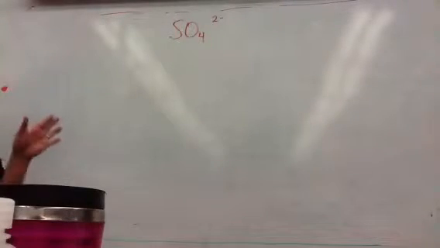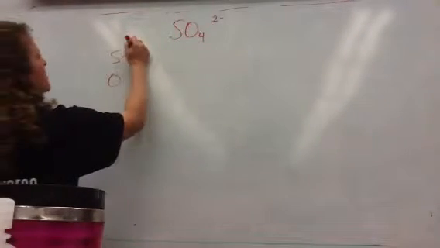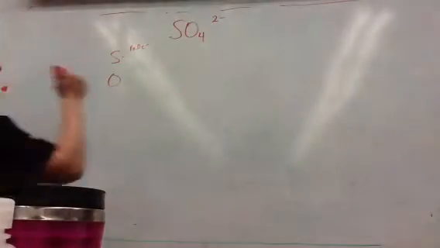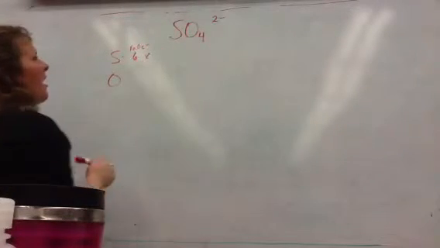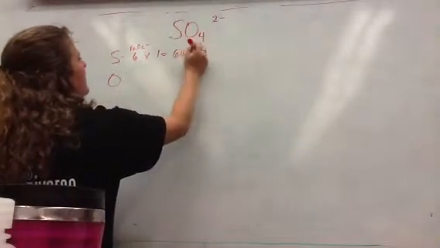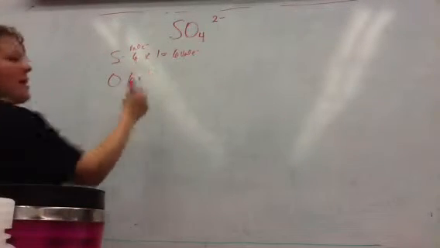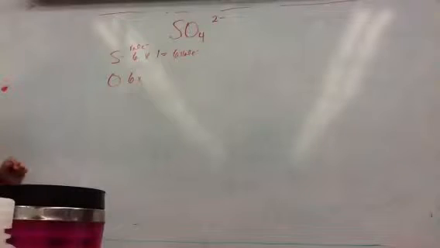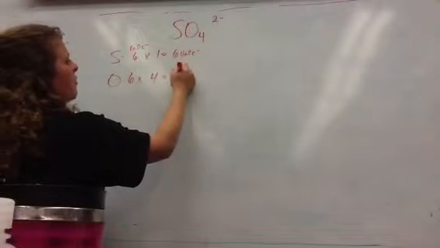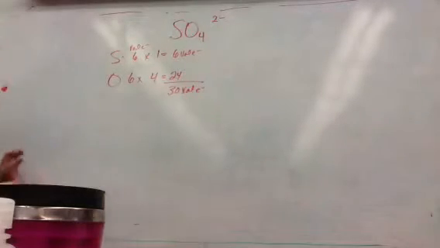Okay, let's do our little tallies. So we've got sulfur and we have oxygen. How many valence electrons does sulfur have? Check your periodic table. 6. How many sulfur atoms are represented here? 1. So that gives us 6 valence electrons. How many valence electrons does oxygen have? 6. Because they're in the same what? Same group. How many oxygens are here? 4. So that gives us 24. So right now we're up to 30 valence electrons.